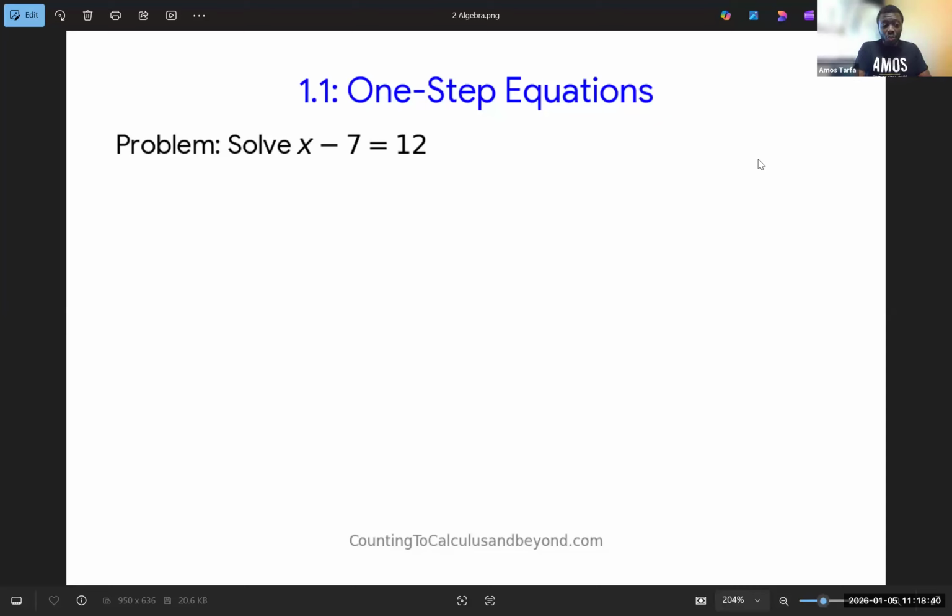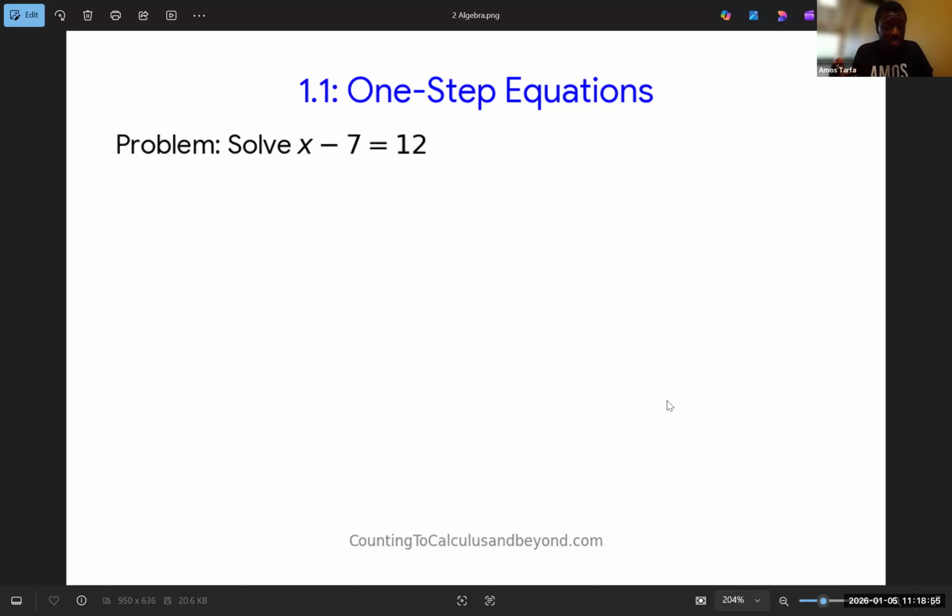So let's dive into equations. One-step equations. With one-step equations, one of the main things to keep in mind is that you are trying to just do one thing. Whatever the sign you see, you want to do the opposite of that sign.